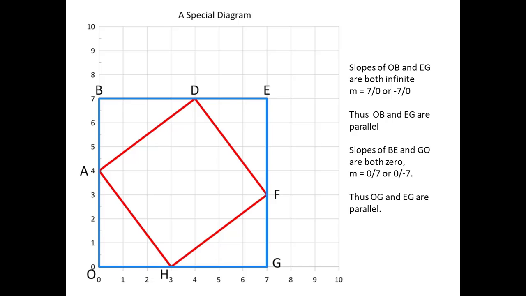Now let's look at the top and bottom. The segments are BE on the top and GO on the bottom. And they're both 0. They have a rise of 0 and a run of 7. So those are both slopes of 0. So because they have the same slope, they're parallel. And thus we know now that the blue OBEG figure, the blue quadrilateral, is a parallelogram. Continuing on, we're not going to conclude too much. We only know now that it's a parallelogram.